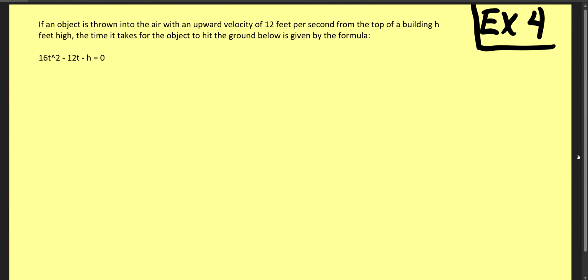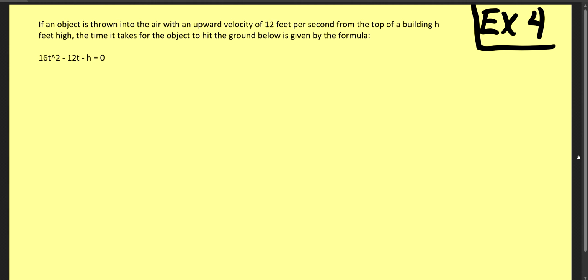Alright, here is example 4. Not bad, but a little tricky. And here it is with this application problem. If an object is thrown into the air with an upward velocity of 12 feet per second from the top of a building, h feet high, the time it takes for the object to hit the ground below is given by this formula. Okay, that's 16t squared minus 12t minus h equals 0.